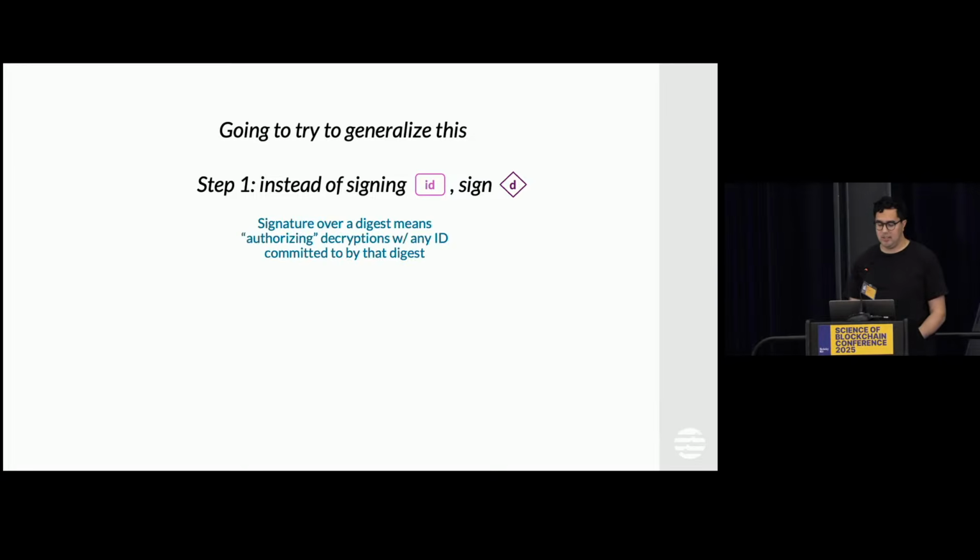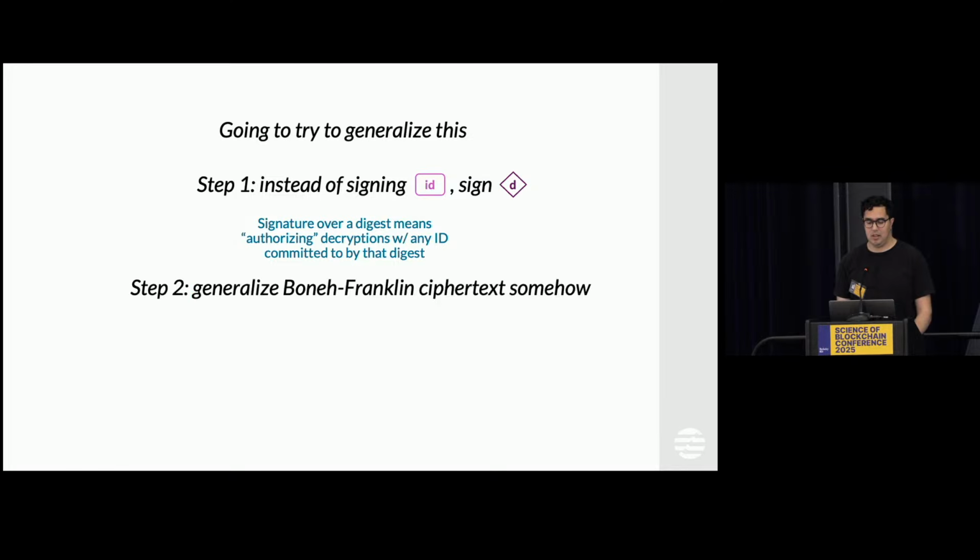And so now you can think of this decryption key, this signature over the digest, as authorizing decryptions with any ID committed to by that digest. And then finally, our second step is that we're going to try to generalize the Bonnet-Franklin ciphertext somehow.